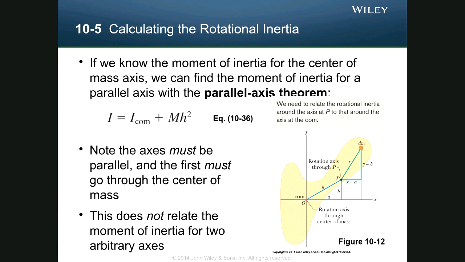So we have to note that the axis must be parallel, all right? And the first must go through the center of mass. So you can't just use the parallel axis theorem to arbitrarily relate any 2 parallel axes. You need to do the center of mass moment of inertia. And that's why the power of the parallel axis theorem motivates solving for the moment of inertia first through the center of mass. Because once you have that, you can just go through and find these, and then the parallel axis theorem makes it easier.